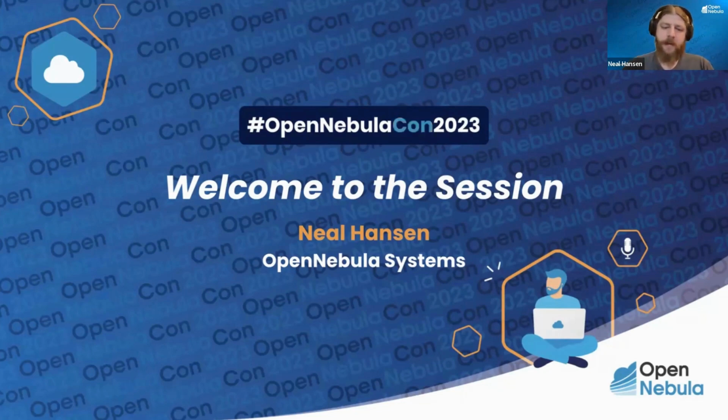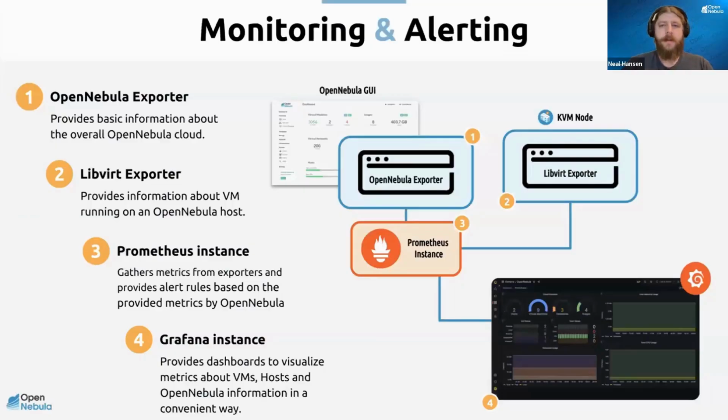But to begin, I'd like to briefly introduce the features that Prometheus can bring to OpenNebula. So it's mainly monitoring and alerting between Prometheus and Grafana. There is an OpenNebula exporter that works within OpenNebula that provides all the basic information about your OpenNebula cloud, the overall workings of the cloud itself and the systems around it. We also have the libvirt exporter, which provides the information specific to the virtual machines running on your OpenNebula hosts.